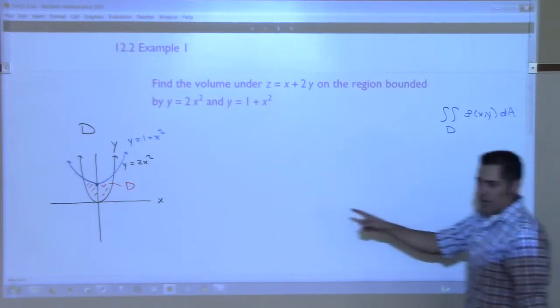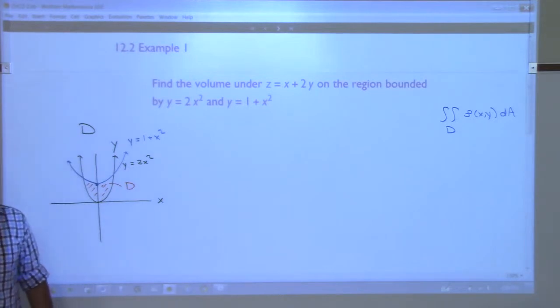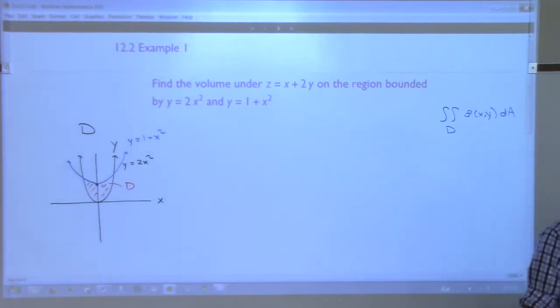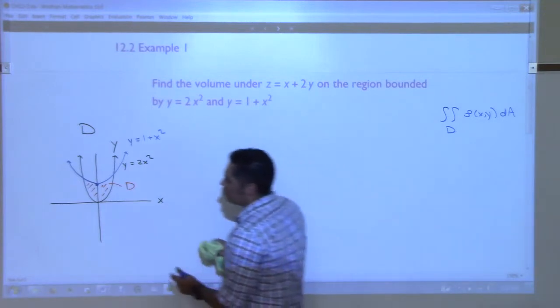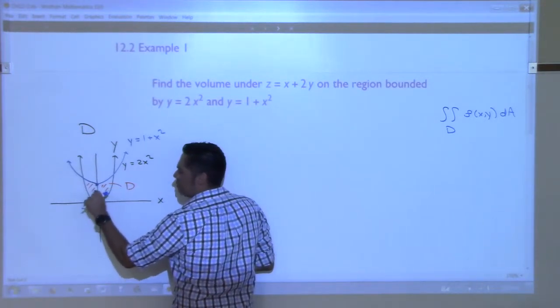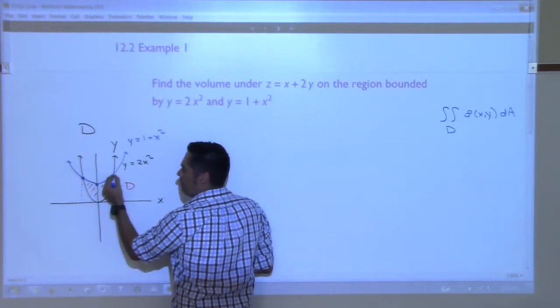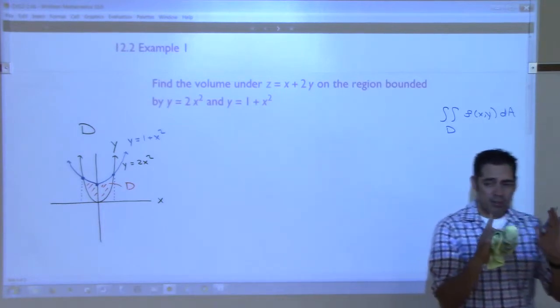So this is not a rectangle. Is it a type 1 region or a type 2 region? We haven't talked about type 2, so it's got to be type 1, right? Type 1 means that our x's are bounded between two constants, and our y's are between two functions of x. So we need to know that point of intersection and that point of intersection so that we can determine our limits on x.